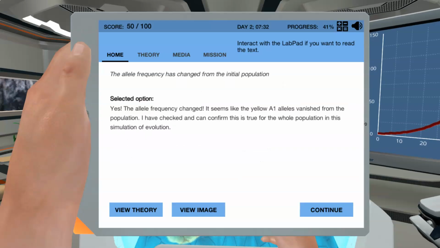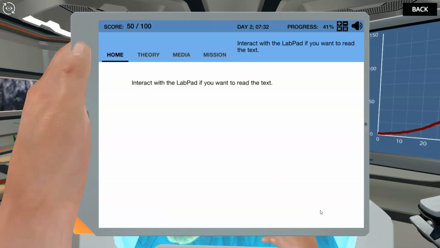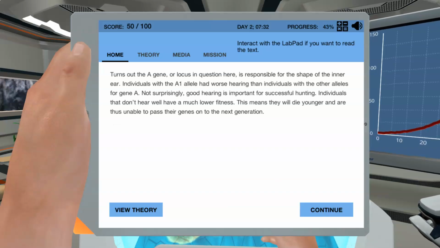Yes, the allele frequency changed. It seems like the yellow A1 alleles vanished from the population. I have checked and can confirm this is true for the whole population in this simulation of evolution. Turns out the A gene, or locus in question here, is responsible for the shape of the inner ear. Individuals with the A1 allele had worse hearing than individuals with the other alleles for gene A.